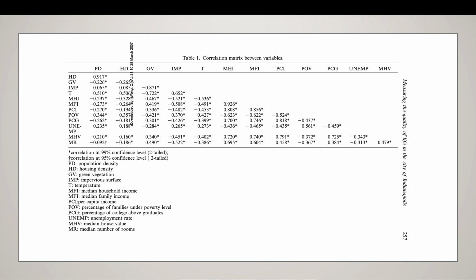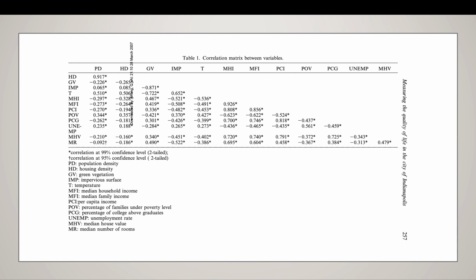And so when we bring all those data together under one roof, we can create this correlation matrix between variables. For example, on the top we see PD. PD stands for population density, and HD stands for house density. And we can see that the correlation is positive, 0.917.